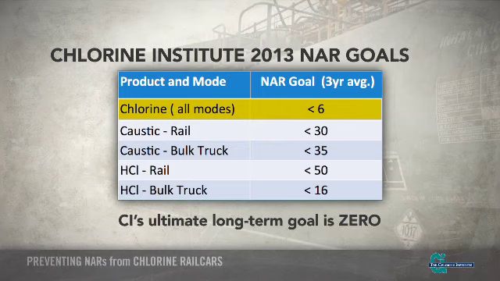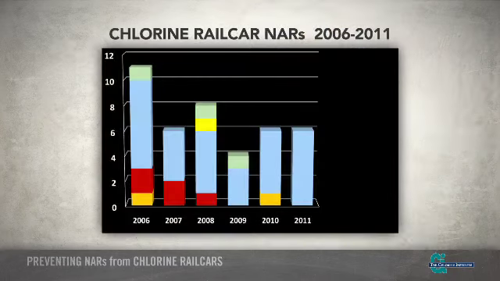The Chlorine Institute has analyzed incidents over the years and uses the analysis to develop programs and practices to prevent future incidents. This is a summary of the chlorine railcar NAR incidents from 2006 through 2011, broken down by the location on the railcar that had leaked, as they were reported to DOT.